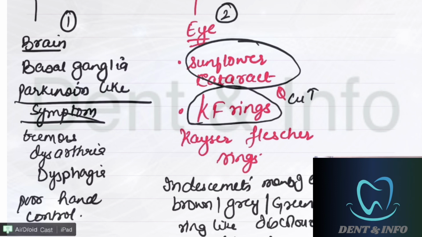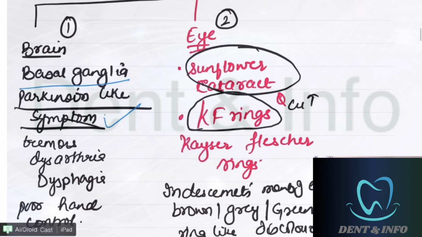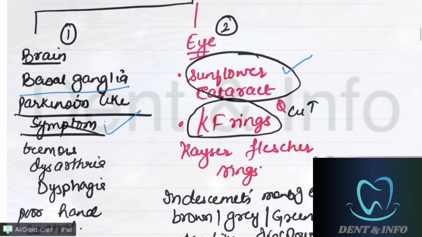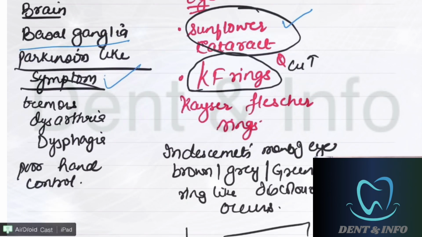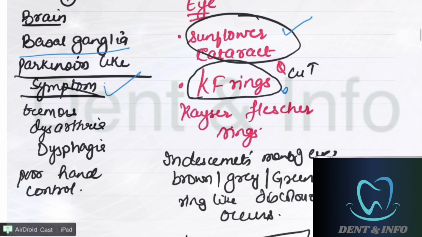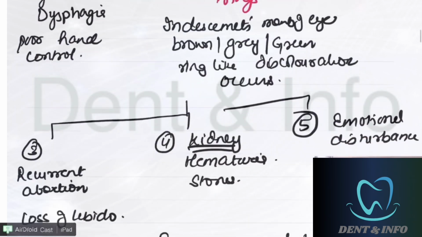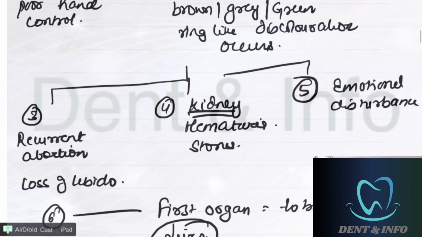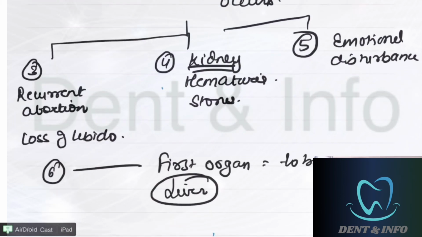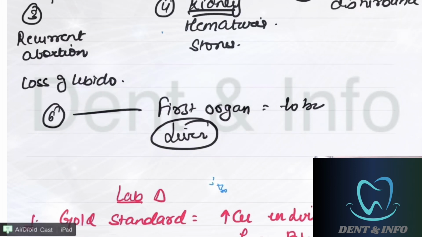Okay, now let us do the basal ganglia. If copper is there, we are going to see Parkinson-like symptoms. But beta, all these symptoms are reversible. Okay, so it is a reversible dementia. Next, in the eye, sunflower cataract and the KF rings. The KF rings are in Descemet's membrane, they are brown, gray, green colored, and they are not diagnostic. They are just a characteristic finding. Fine, we see problems in the kidney, recurrent abortion, and even emotional disturbances.